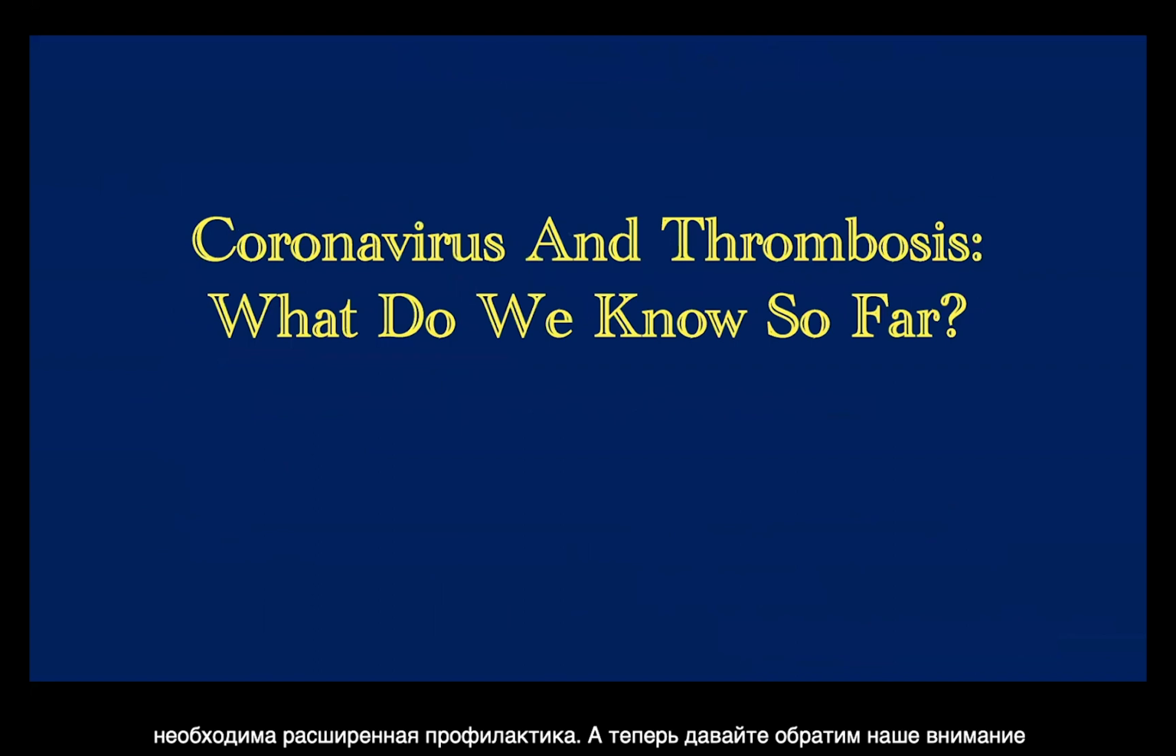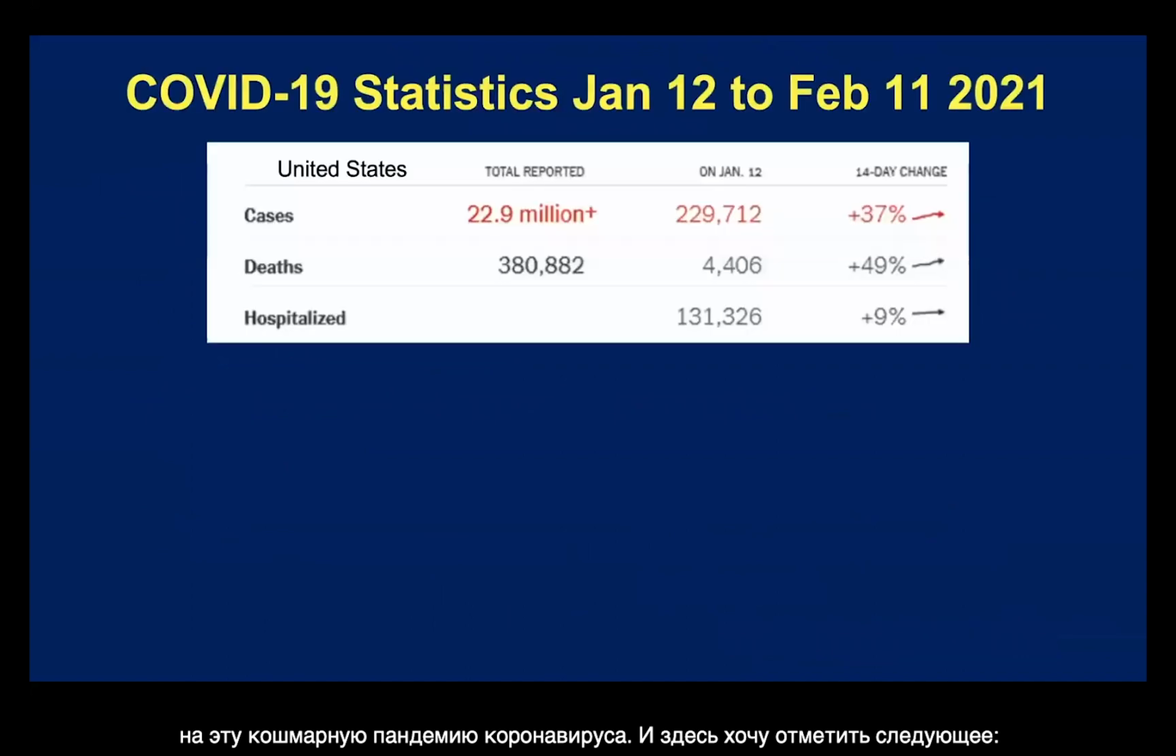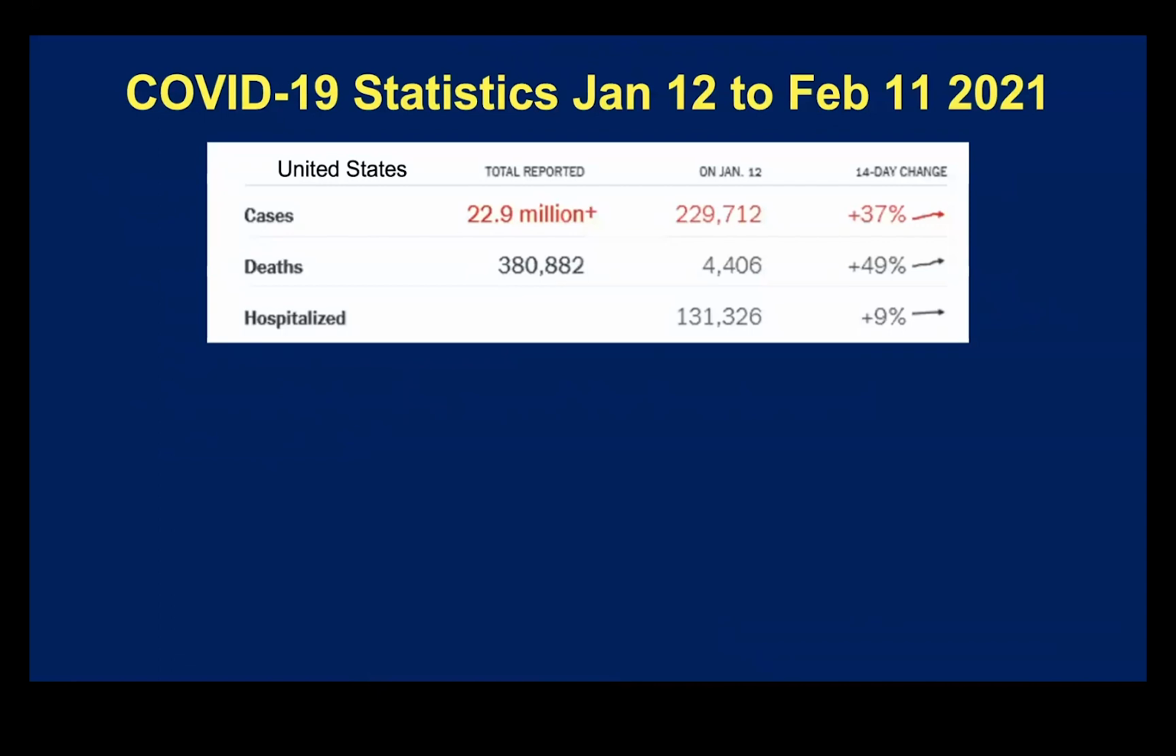Now let's turn our attention for a moment to this nightmarish coronavirus pandemic. And I'd like to point out some things. In the United States, on January 12th, there were 22.9 million patients positive, with 380,000 deaths.